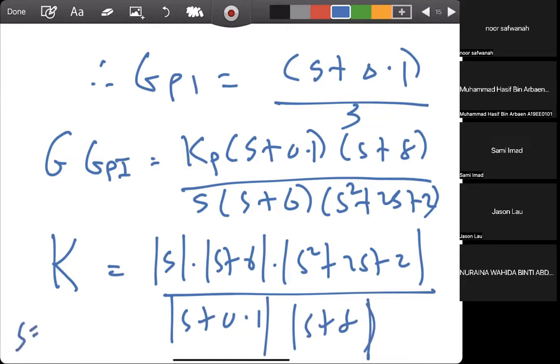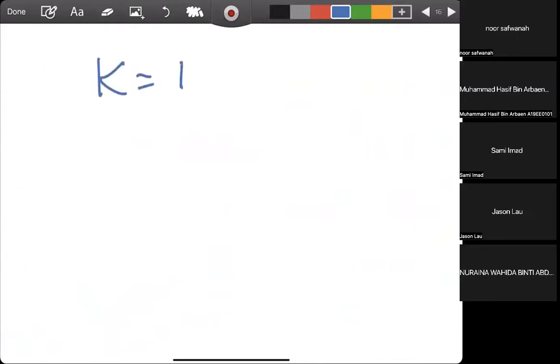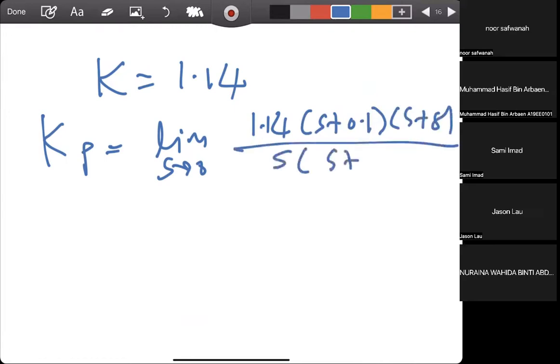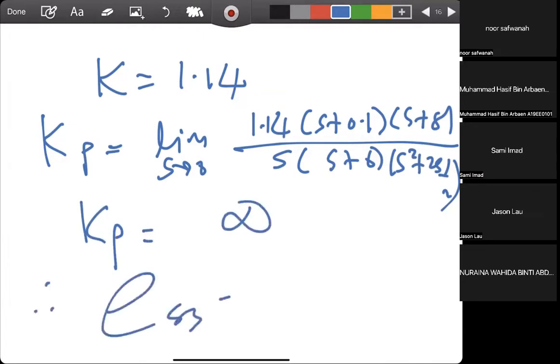Replace S with -1 plus J 1.6. Then you will get the same K, but the KP is different. KP now is different because we have a new term, 1.14. So KP is infinity, and that is why 1 over infinity is 0.